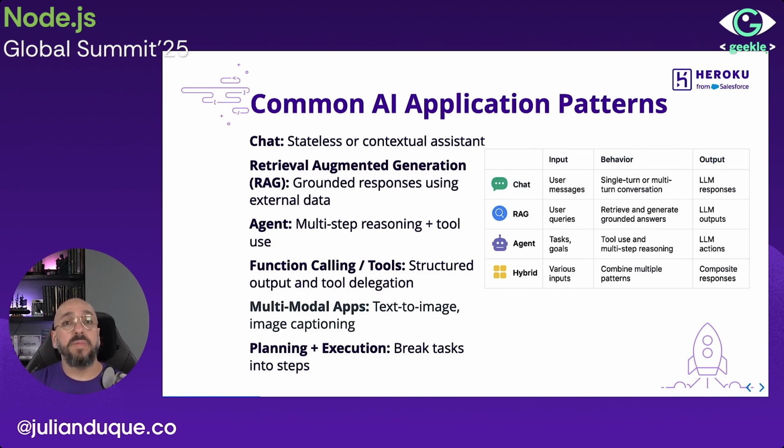Multimodal applications are applications that involve multiple types of modalities. It could be text to image, image to text. It could involve sound. These are a little bit more complex and require different types of large language models. Planning and execution: they take a task, break it into smaller tasks, and perform those tasks. These are also used in agent reasoning. And hybrid, pretty much you can mix and match depending on the use case.